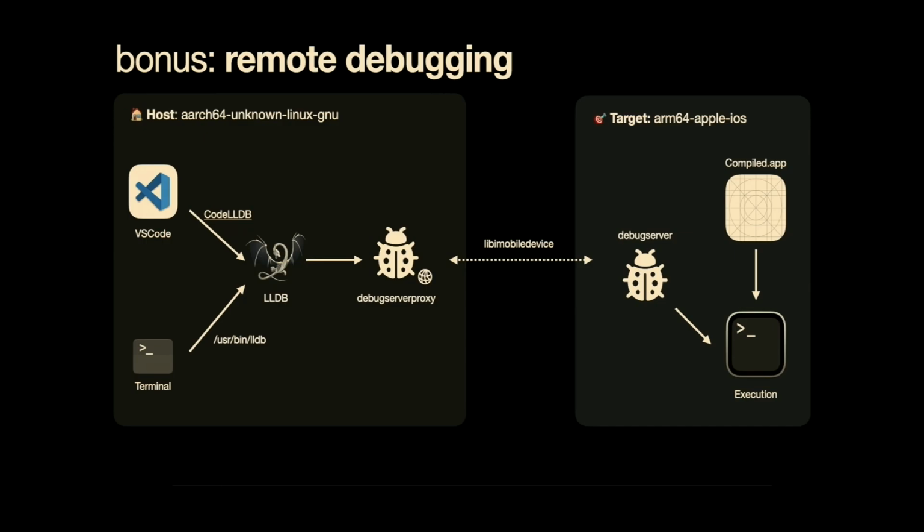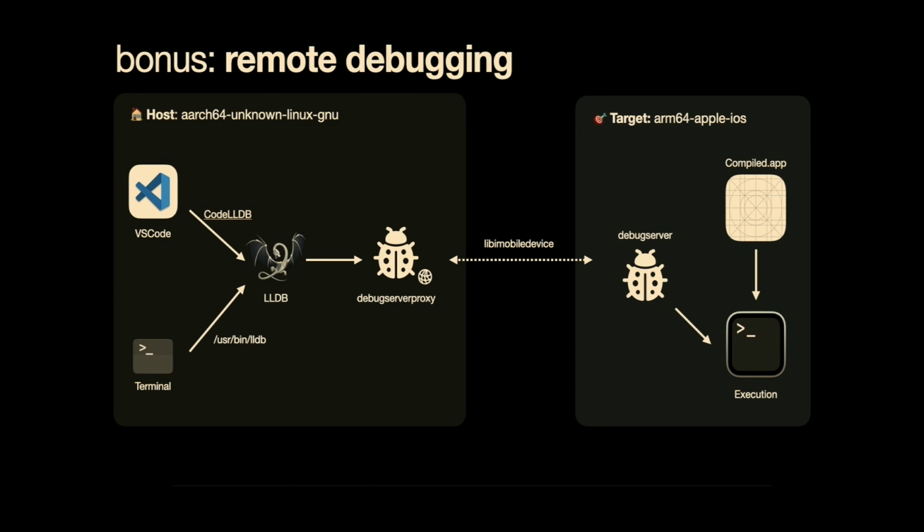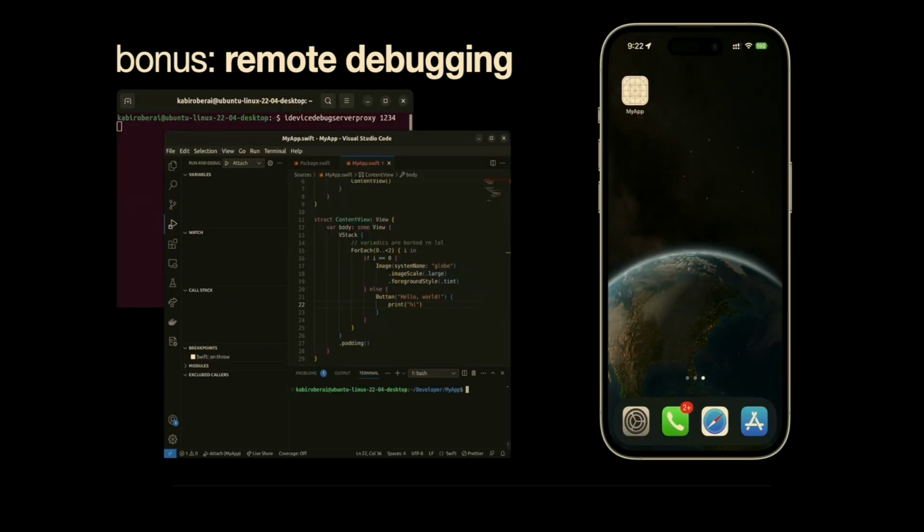Now, just as a bonus here, I want to show you that you can also debug with LLDB. There's a little bit of theory here. Basically, if you're debugging a remote target with LLDB, you run an LLDB server on the target, and you run LLDB on the host. That's kind of what we're doing here. We're just taking another step with the libimobiledevice stuff.